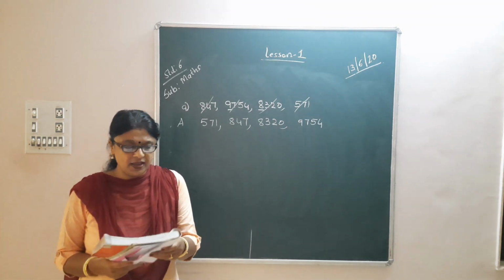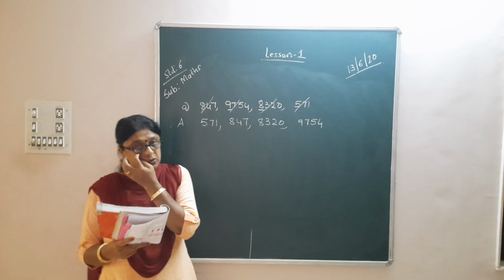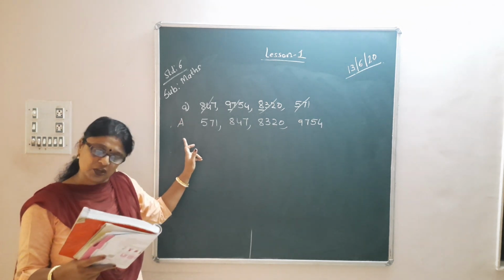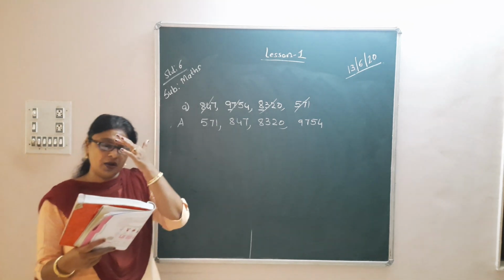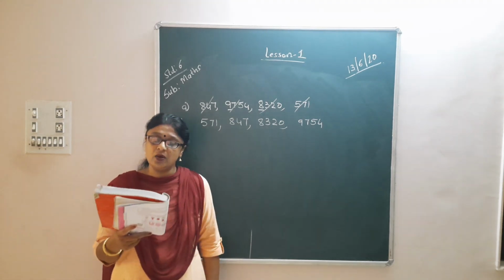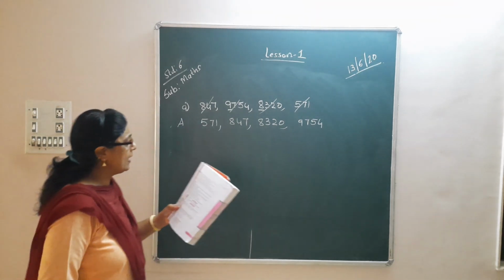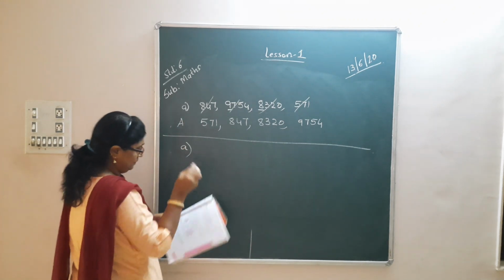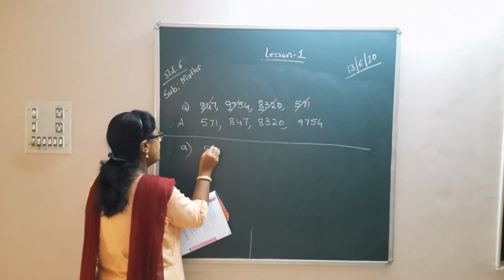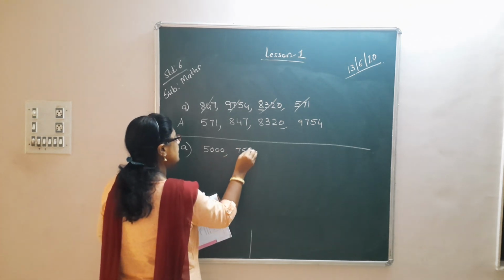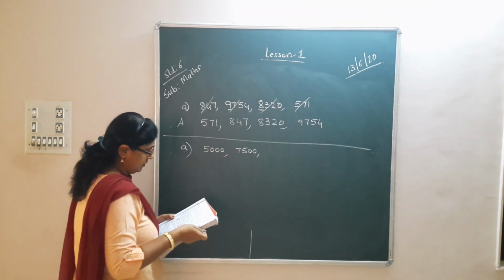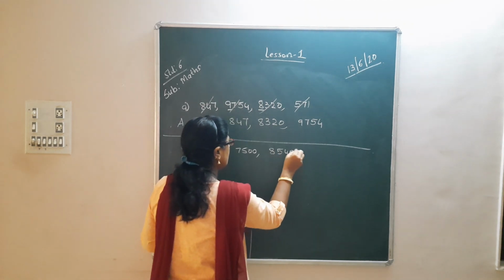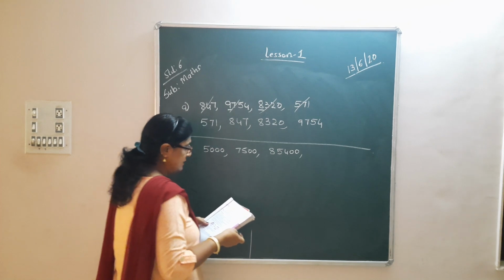Okay. So in the same way, you have to do question number 2, descending order. So I have done A, B you have to do by yourself. And question number 2, arrange the numbers in descending order. I will do the first one. 5,000, 7,500, 85400 and 7861.